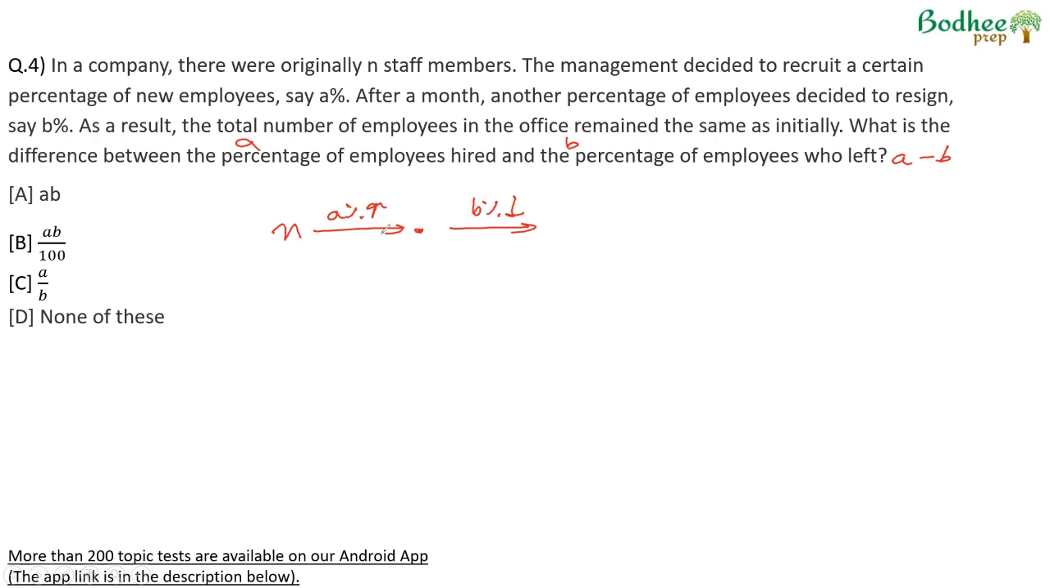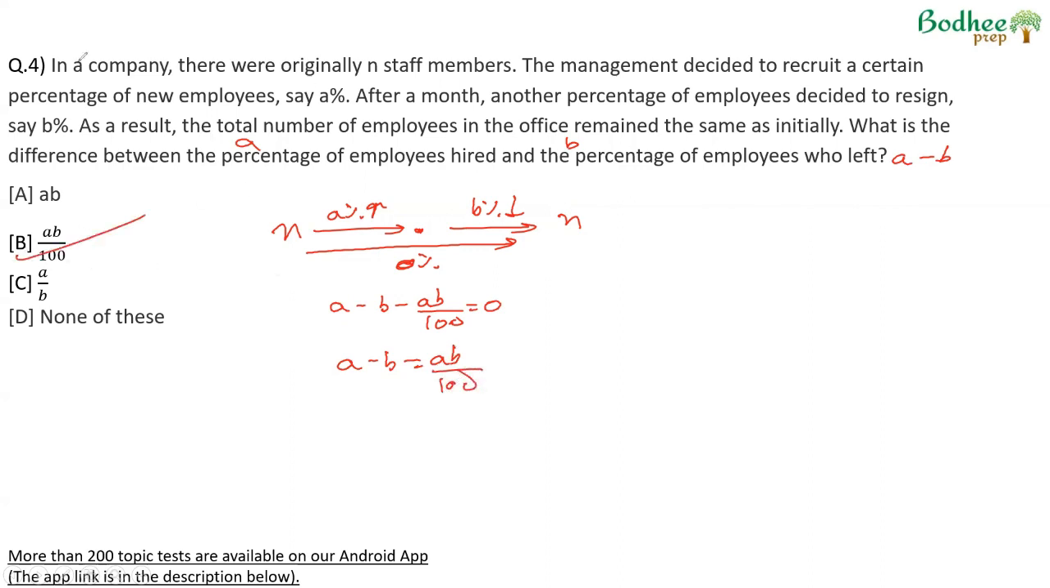So we have to find the value of A minus B. Also, it is given that after these net changes, the number of employees was the same as initially. So we can say that overall percentage change is 0. Because of A% increase and B% decrease, the change should be A minus B minus AB upon 100, the successive percentage change, which leads to a 0% overall change, since the number of people remain the same. So from here we can see A minus B is equal to AB upon 100.